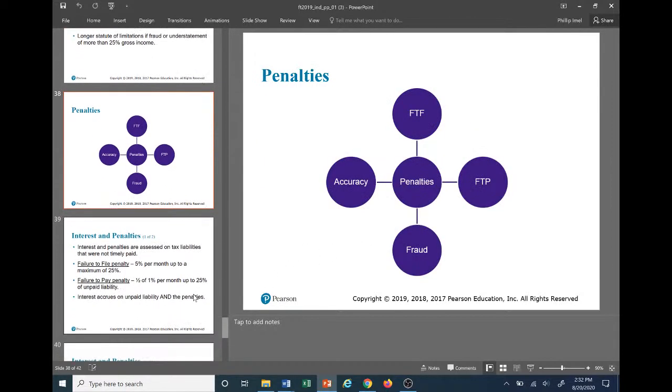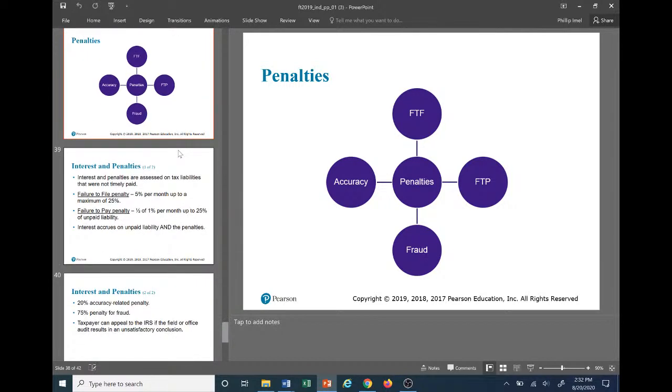Let's talk a little bit about penalties. So we're talking about fraud and omitting income and everything. Let's talk about what penalties come along with doing so. So FTF is going to be a failure to file. FTP is a failure to pay. Then fraud, obviously we just talked about that. And then accuracy. So obviously accuracy is an issue too. Accuracy comes more in the form of maybe you just weren't as accurate, or you just missed something, underpaid, whatever it might have been. So those are penalties, right? Failure to file, failure to pay, fraud, and accuracy.